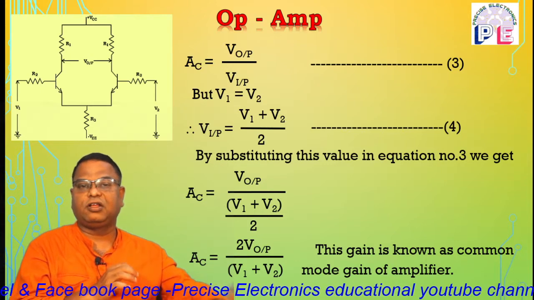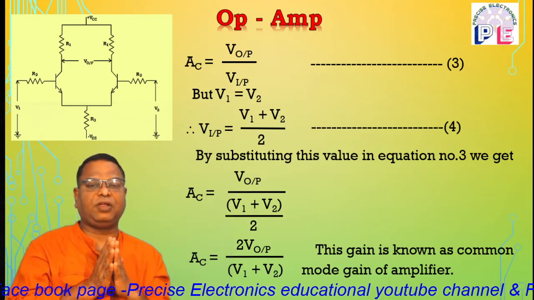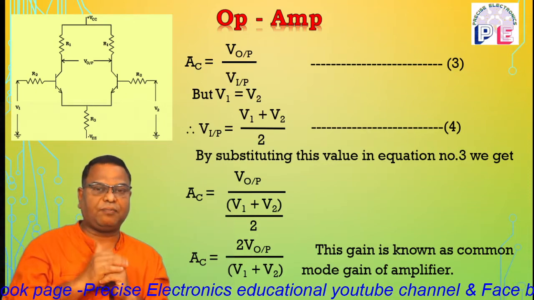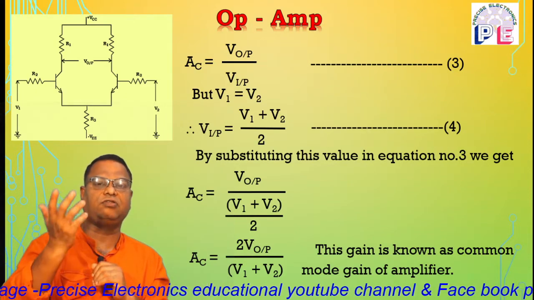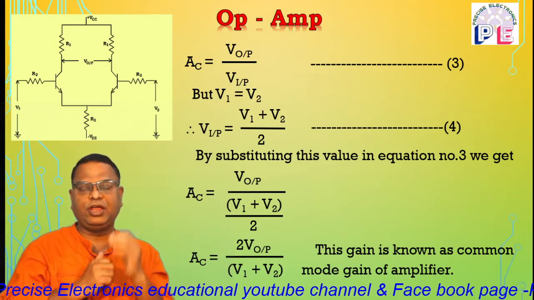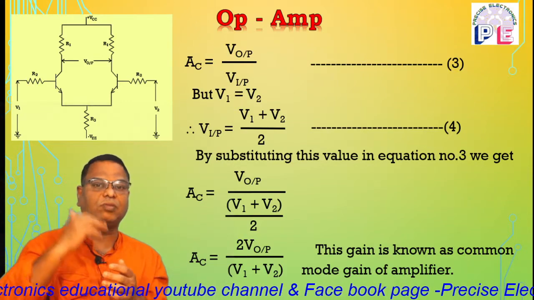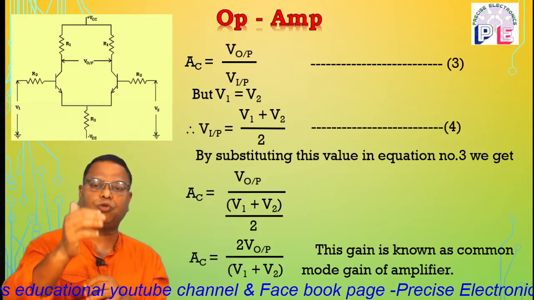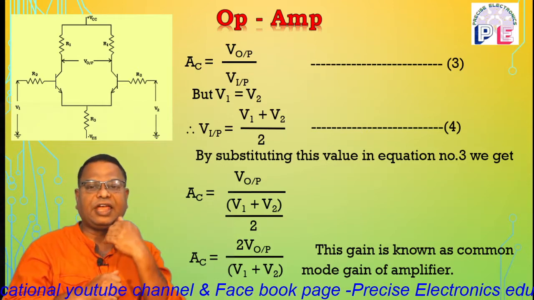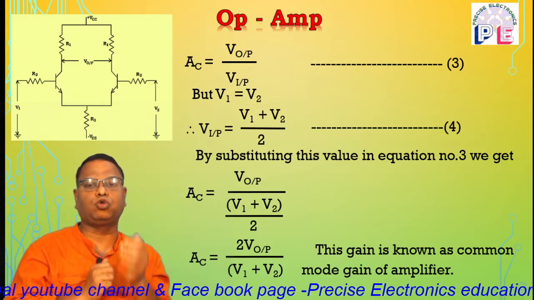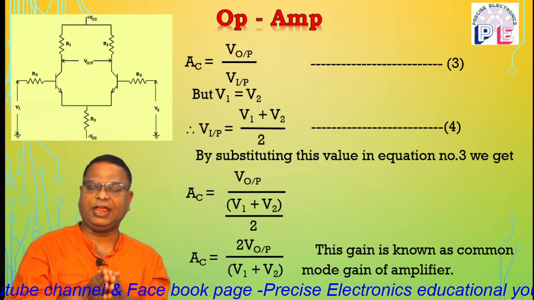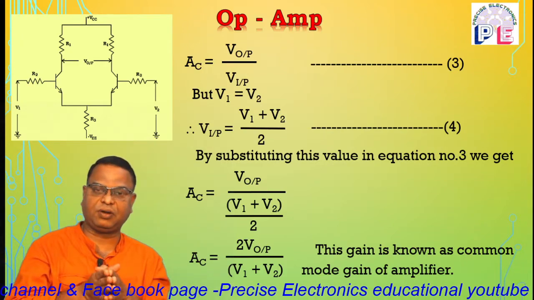So friends, that is differential amplifier. The gain of the amplifier in differential mode is V output upon 2V input, while the gain of the amplifier in common mode is equal to 2V output upon V1 plus V2. So friends, that is differential amplifier.